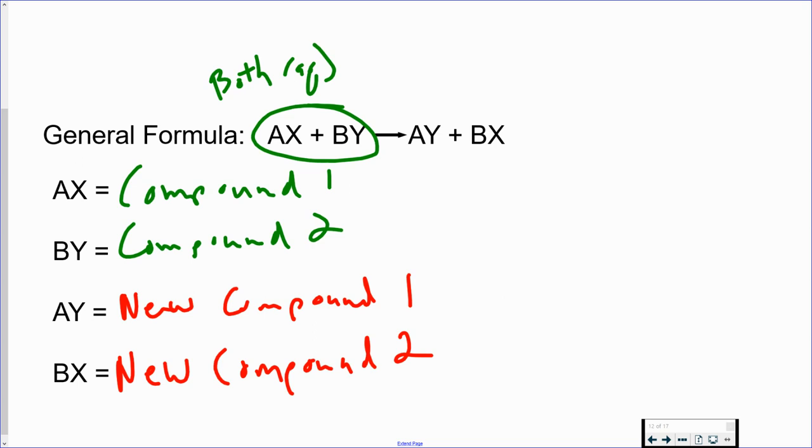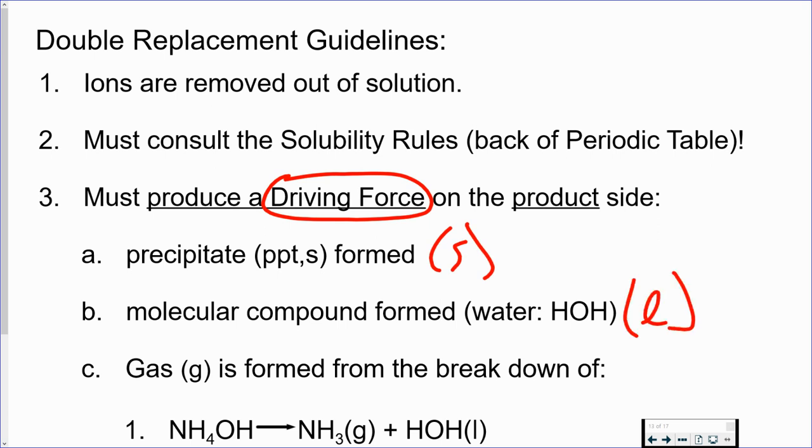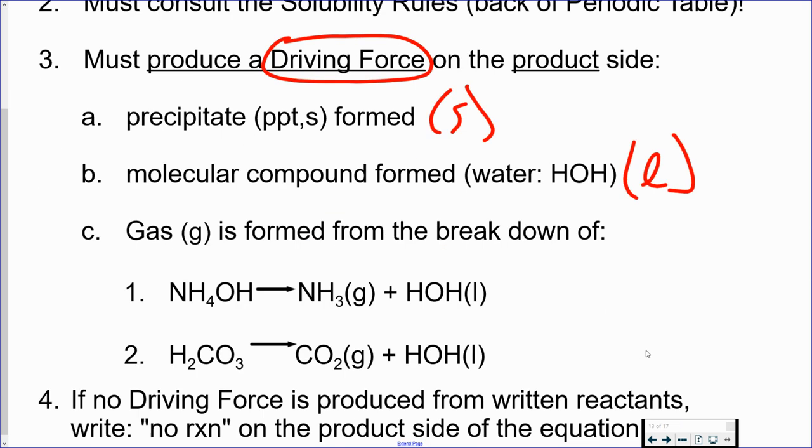But there's a catch. And the catch is with double replacement, you have to have something that drives the reaction to occur. So you have to have something called a driving force. And what this means is that on the product side, you must form something that is either a solid, a liquid in the form of water, or some kind of gas. Now, I'm going to be kind of generous, and the only two gases that you're going to need to remember that could be formed are NH3 and CO2.